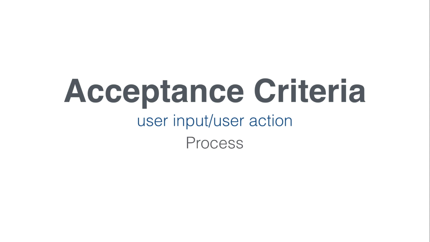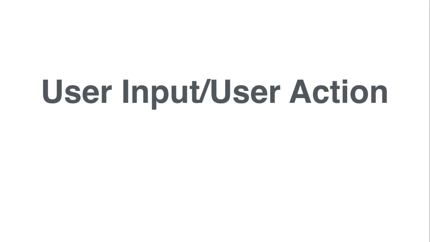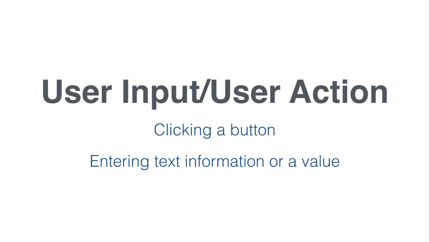Now, when developing your acceptance criteria, from my experience, there are three areas to consider: user input, user action, process, and outcome or results. In web development, your typical user input or user action will stem from clicking of a button or entering text information or a value.